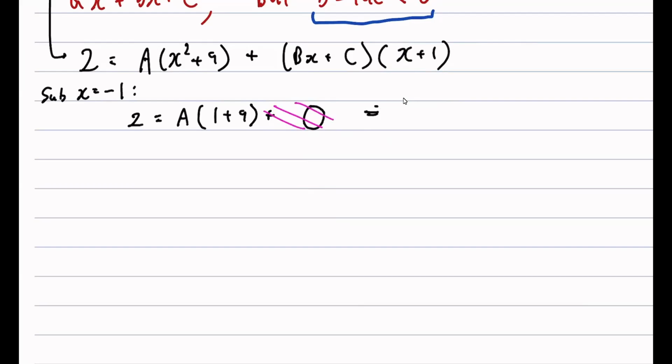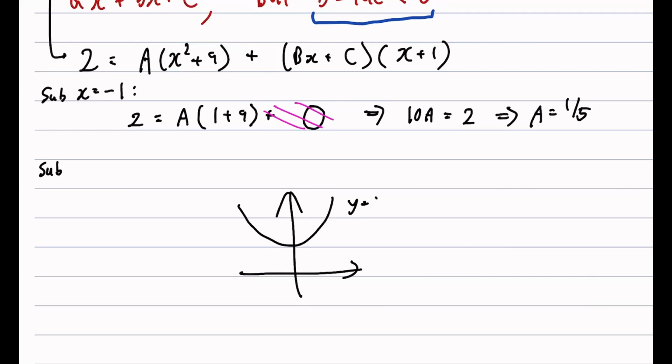And then therefore I get 10a equals 2, which implies a equals 2 over 10, which is 1/5. Okay, and how about b and c? That's when you pick other strategic values. Can you make x squared plus 9 equal to 0 or not?